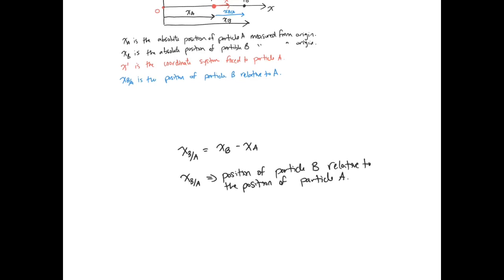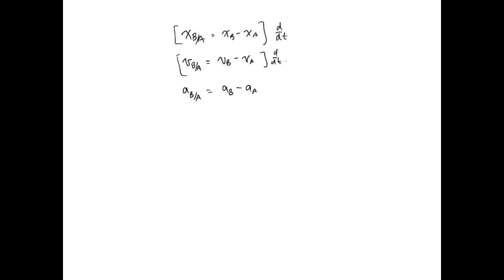I'm going to move this up again and rewrite the equation. We have xb relative to a is equal to xb minus xa. If we take the derivative of both sides of this with respect to time, we end up with the velocity of b relative to a is equal to the velocity of b minus the velocity of a. If we took the derivative again, we would end up with the acceleration of b relative to a is equal to the acceleration of b minus the acceleration of a. So these equations hold true for position, velocity, and acceleration.